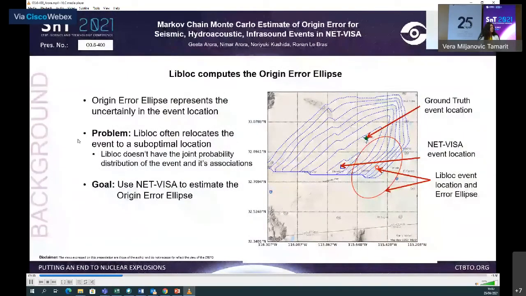the ground truth location. The reason liblog moves the event is because it doesn't have the joint probability distribution of the event and its associations. Our goal is to use NetVisa to estimate the error ellipse in order to avoid moving the event location.